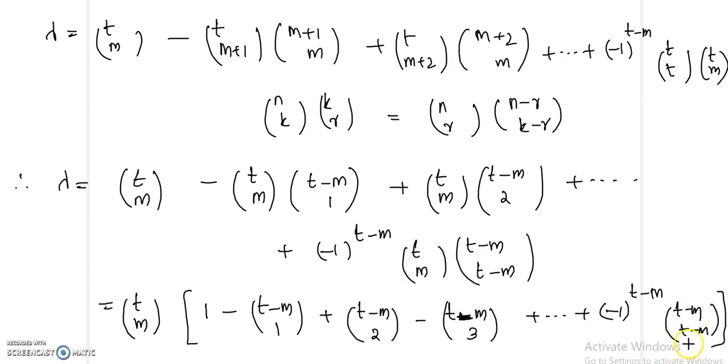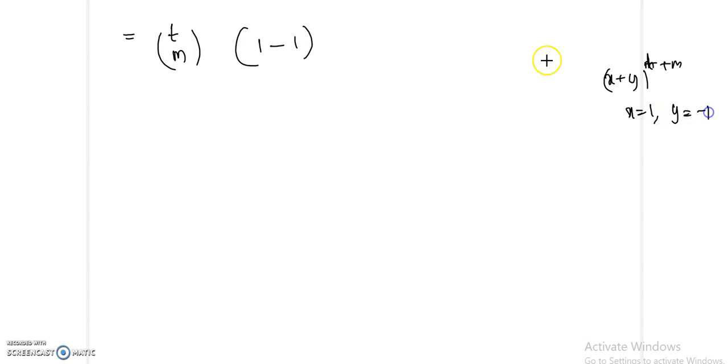Now this is in the form of binomial expansion. So that will be equal to tCm into 1 minus 1 whole raised to t minus m, it is in the form x plus y whole raised to t minus m, where x is 1 and y is equal to minus 1. So you will get 1 minus 1 raised to t minus m, which is equal to 0. So therefore lambda is equal to 0.